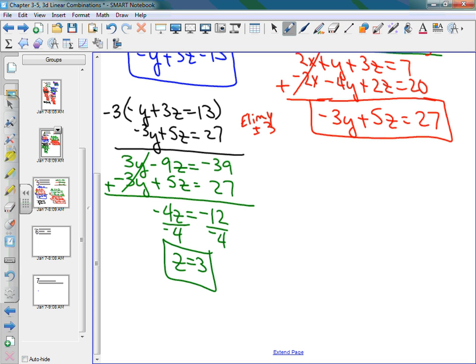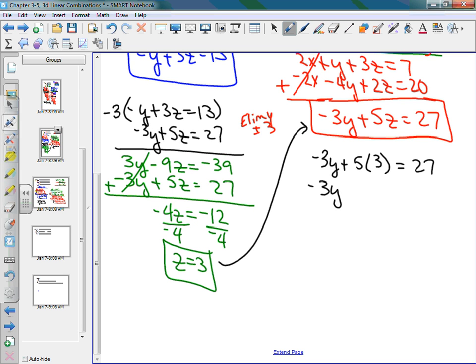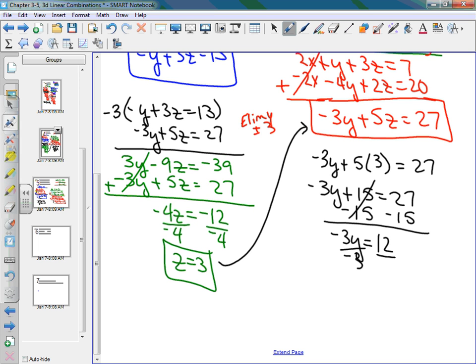So now that I found out what Z is, what can I do? Plug it into either one of your boxes. I'm going to cheat, and I'm going to go right up to this box, and plug in what I know. Negative 3y plus 5 times z, which is 3, is equal to 27. What's 5 times 3? 15. Subtract the 15. Negative 3y is equal to 12. Divide by negative 3. Y is equal to negative 4.